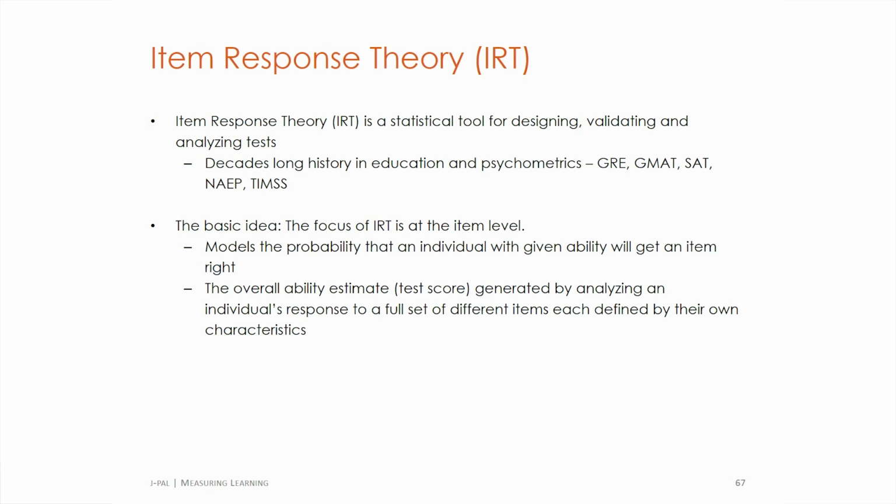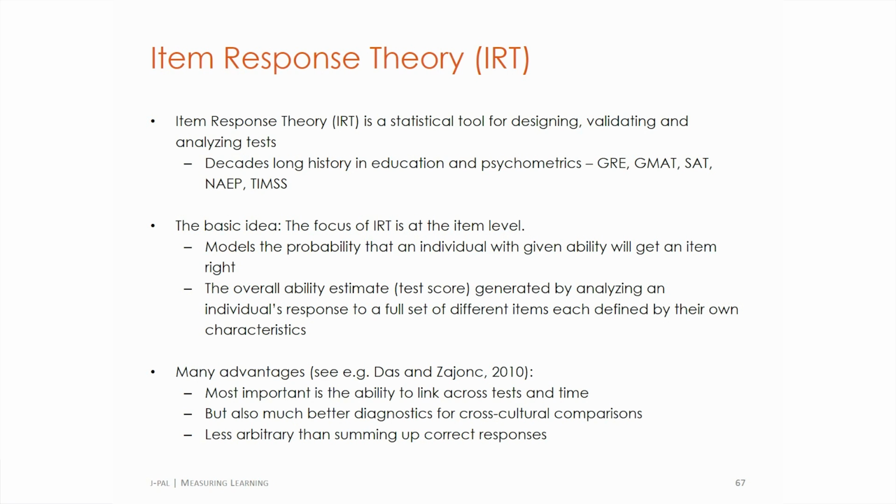So what IRT does is it looks at all the answers to all the questions that students have given and then uses that jointly to estimate a maximum likelihood model to say what underlying ability level is most likely to have generated this particular pattern of answers that we observe. There's a very nice paper on this by Jishnu Das and Tristan Zajonc, which I highly recommend for those of you who want to know more about the properties of IRT and how it helps. But the most important advantage of IRT is the ability to link across and over time.